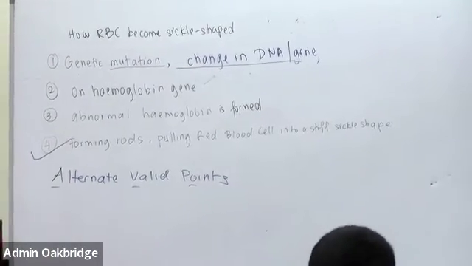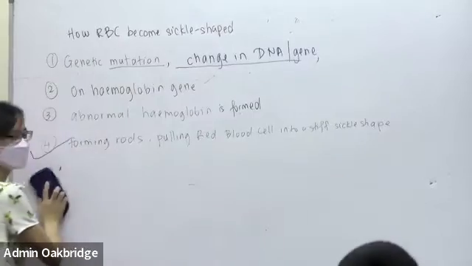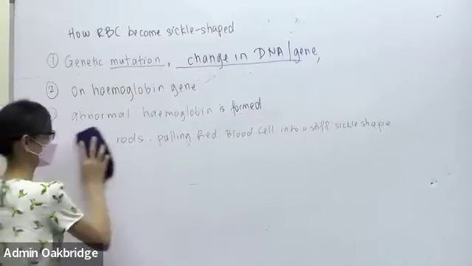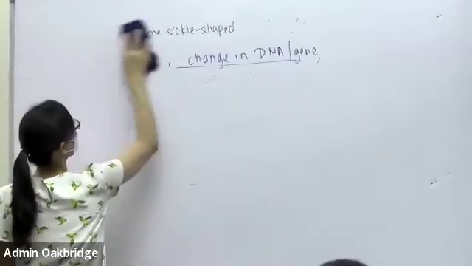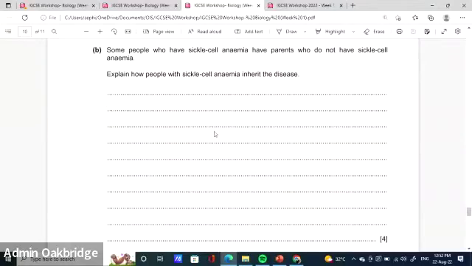All right, I'm going to call out your name. Better be writing the answers. I'm going to wrap this off for the next one. Okay, next one. Some people who have sickle cell anemia have parents, but the parents do not have sickle cell anemia. Remember this question, guys? Parents are normal, right? How come the child has got sickle cell anemia? So how do people inherit the disease?